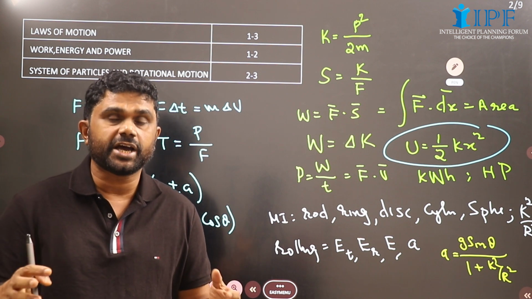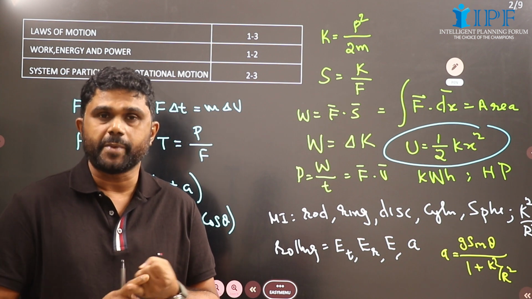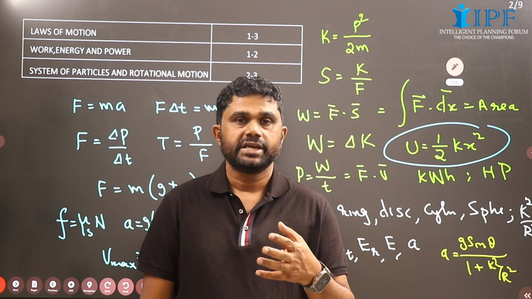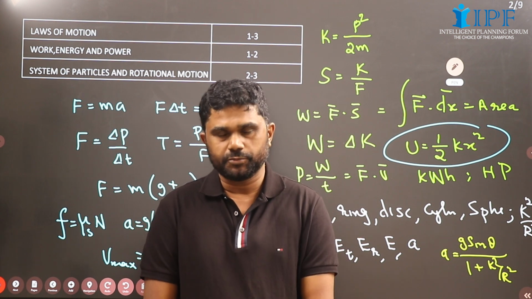What you have to learn? What is the minimum that you should know from this chapter? It is the center of mass. The position of the center of mass is given by m1 x1 plus m2 x2 divided by m1 plus m2.